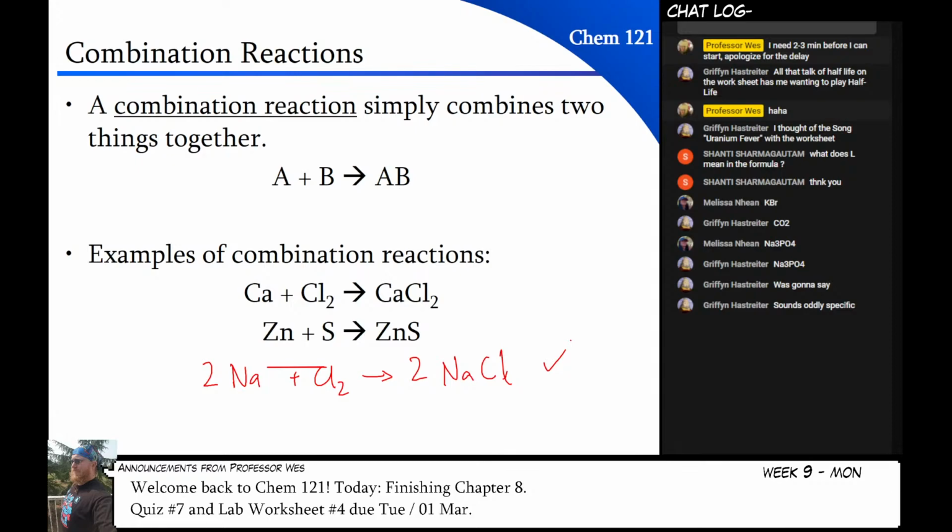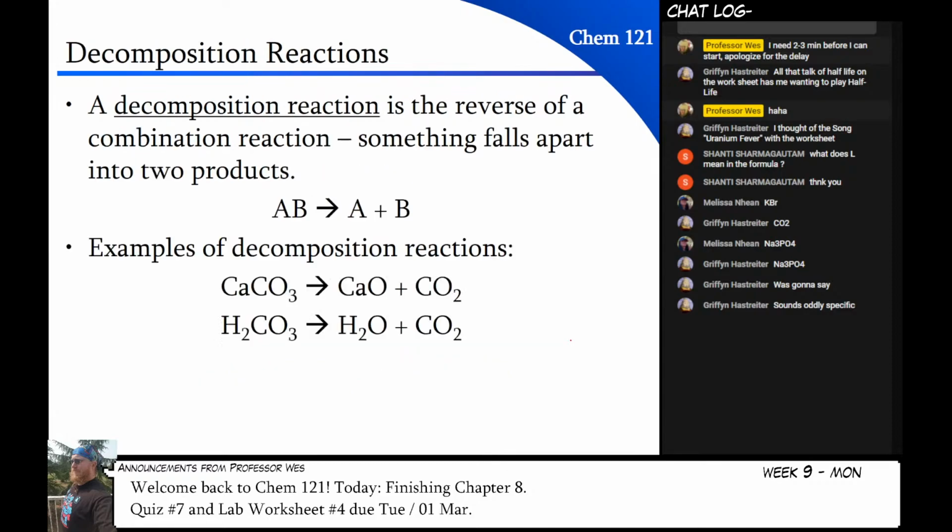The opposite of this would be decomposition. So if I have something and it falls apart, and it is the only reactant in the equation, we have a decomposition. So for example, calcium carbonate can be reduced to calcium oxide and carbon dioxide. So I shouldn't use reduced because that means something different. It decomposes down into calcium oxide and carbon dioxide.